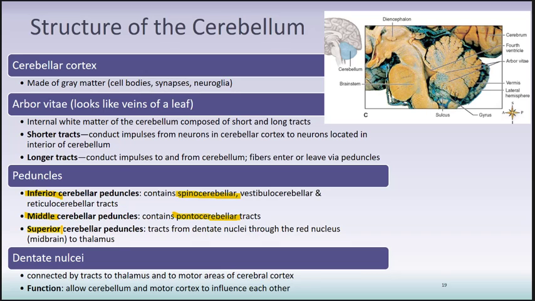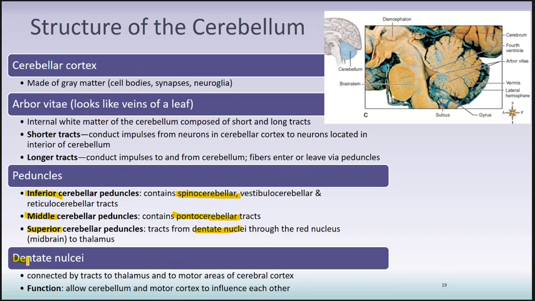And then finally, the superior cerebellar peduncles are composed chiefly of tracts from the dentate nuclei, which we'll talk about next, through the red nucleus of the midbrain, and then up to the thalamus.